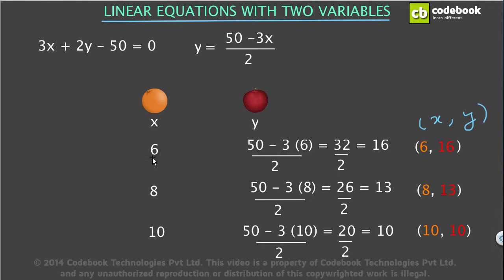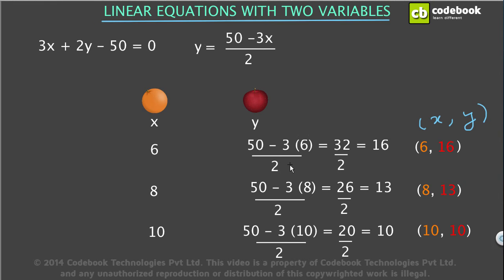So if you observe here, when x was 6, your y was 16. And when your x was 8, your y was 13. When x was 10, y was 10. So you represent the solution of a linear equation with two variables in the form of an ordered pair x comma y. So (6, 16), (8, 13) and (10, 10) are all solutions for this linear equation. And there are an infinite number of solutions.